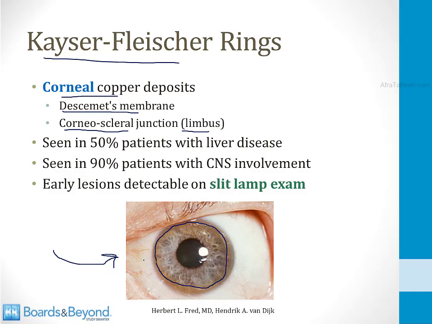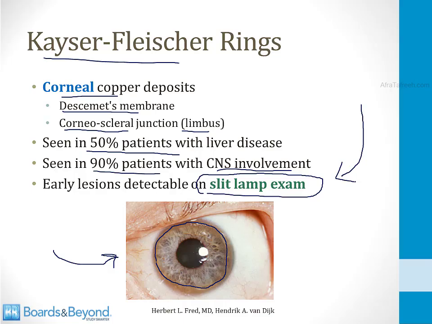It doesn't occur in anything else. It's seen in half of patients who have Wilson's and have liver disease, and it's seen in 90% of patients who have Wilson's with central nervous system involvement. You can detect very early evidence of Kaiser-Fleischer rings by doing a detailed eye exam called a slit lamp exam. And this is a classic board question: to describe a patient who may have Wilson's and ask you what test to order next.